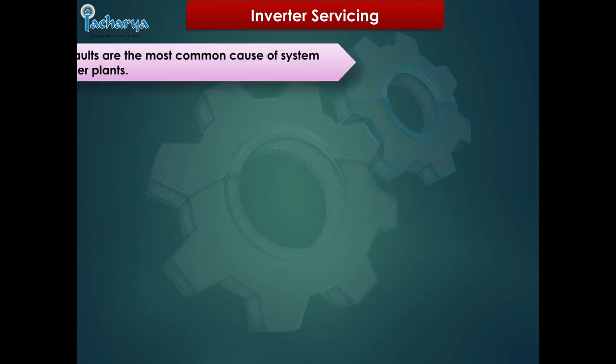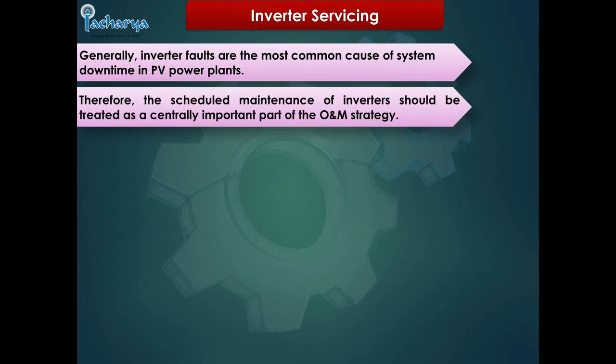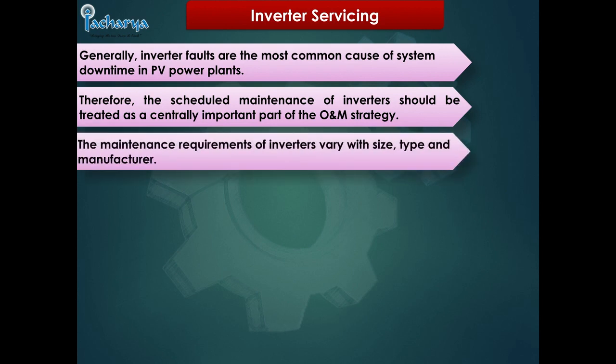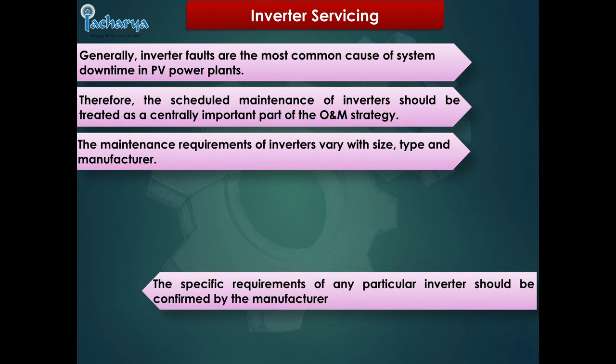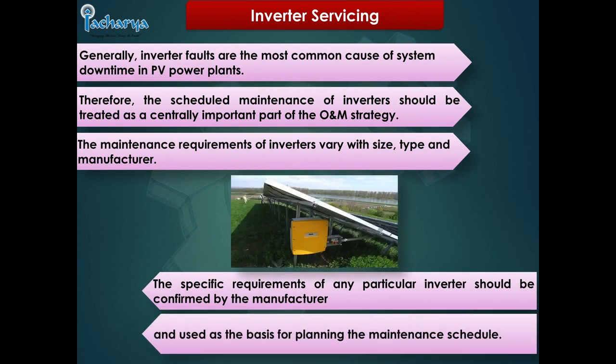Inverter servicing. Generally, inverter faults are the most common cause of system downtime in PV power plants. Therefore, the scheduled maintenance of inverters should be treated as a centrally important part of the O&M strategy. The maintenance requirements of inverters vary with size, type, and manufacturer. The specific requirements of any particular inverter should be confirmed with the manufacturer and used as the basis for planning the maintenance schedule.